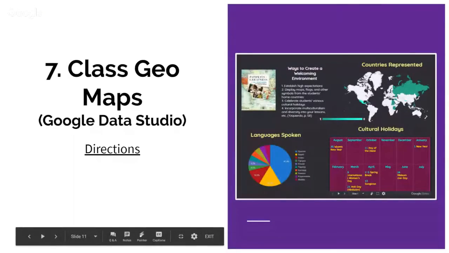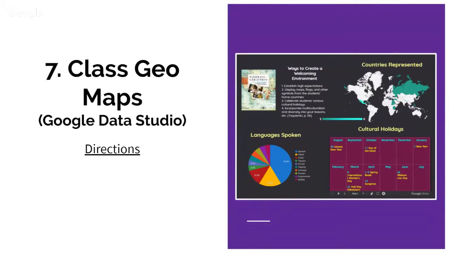Another tool we really hope you take a look at is Class Geo Maps. And this is actually in Data Studio. Data Studio is a Google application that was intended for businesses, but it actually has a lot of nice educational applications. For example, you can make a geo map or class country map that can easily be updated or shared on your class website, school website.